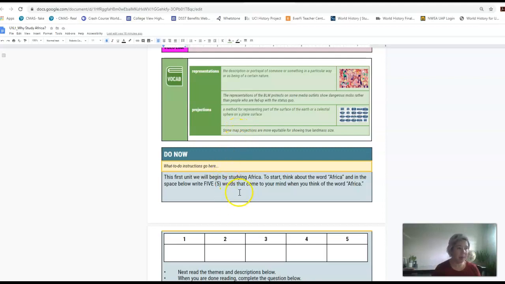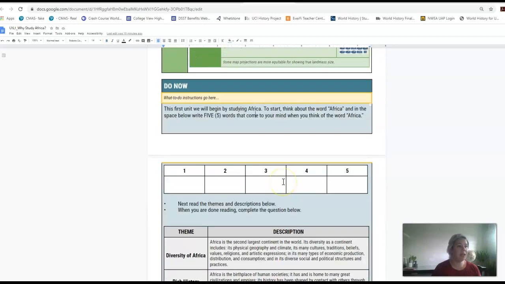So in this first unit, we're going to be studying Africa. And to start, I want you to think about the word Africa and the space below. In each of these boxes, you're going to write 5 words. It could be a short phrase as well, if you want to do that, that come to your mind when you think about Africa. So take a second, pause this video, and just think of those 5 words.